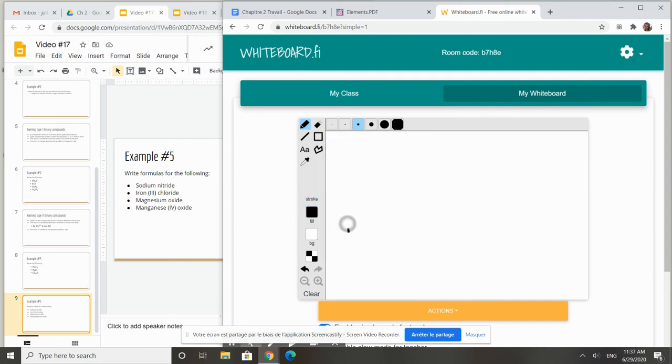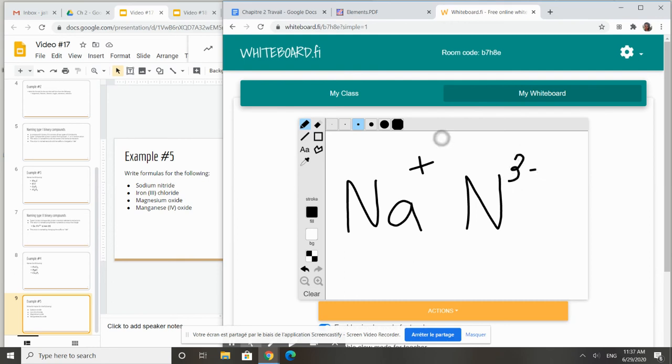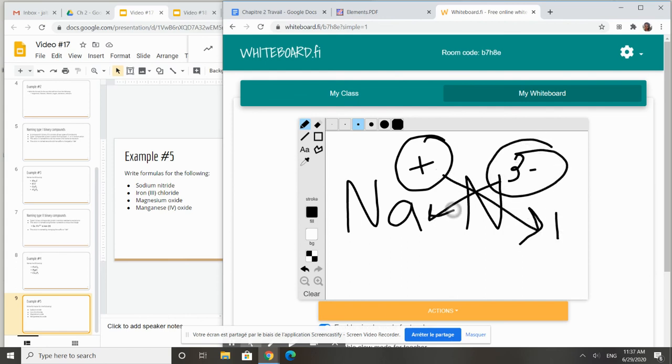So I list my elements. So I've got Na and I've got N. The charge of Na is +1. The charge of nitride is -3. So what I do is I just take that 1, I put it down here, and this 3 and bring it down here. This just ensures that I've got equal numbers of positive and negative charge. So I've got Na3N for my first one.